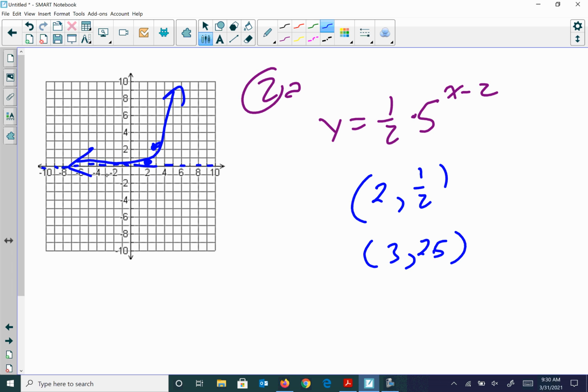So it looks like that. So my domain goes from negative to positive infinity. My range goes from my asymptote 0 to infinity. Again, those are soft brackets.